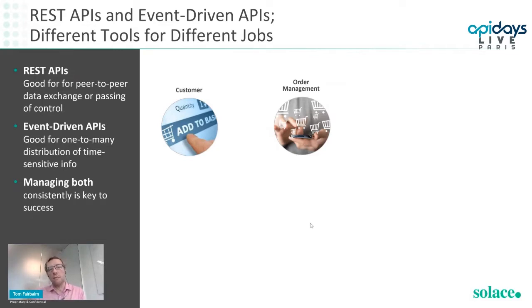So let's look at how that might play out. I think we're all used to the whole e-commerce idea, so let's have a look at how these two may match. Let's imagine we're trying to place an order. Our customer is going to say, I want to place an order. Now, this is a request-response, pull kind of model. I want to place an order and I'm going to get back a confirmation, probably an order number, right? So that's very much suited to a traditional REST API.